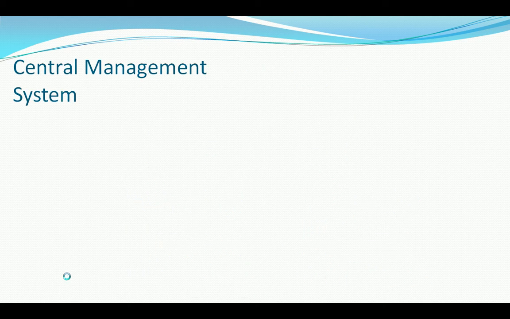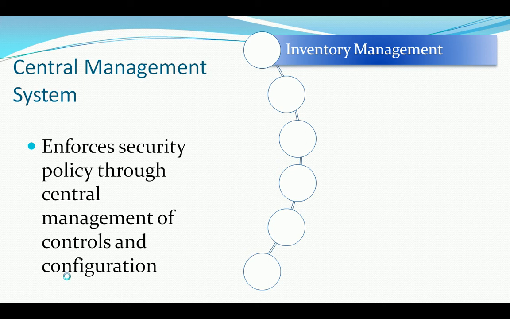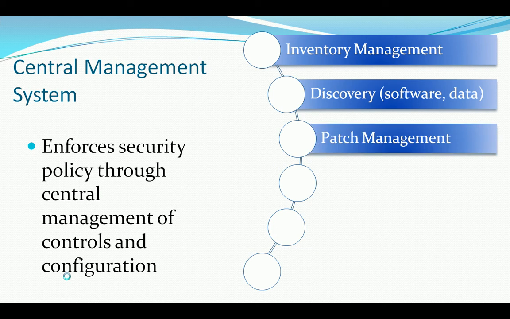I also talked about central management systems. The idea behind a central management system is to enforce security policy through the central management of your technical controls and your technical assets. So not just management, but also configuration. As an example, inventory management software that tells you about all the computers that you have, what's on those computers, where they're located. That would be an automated or a centralized management system. You can have discovery software that discovers software and data on your network, so it looks for what type of software is installed on all the workstations. Is there anything that shouldn't be there?